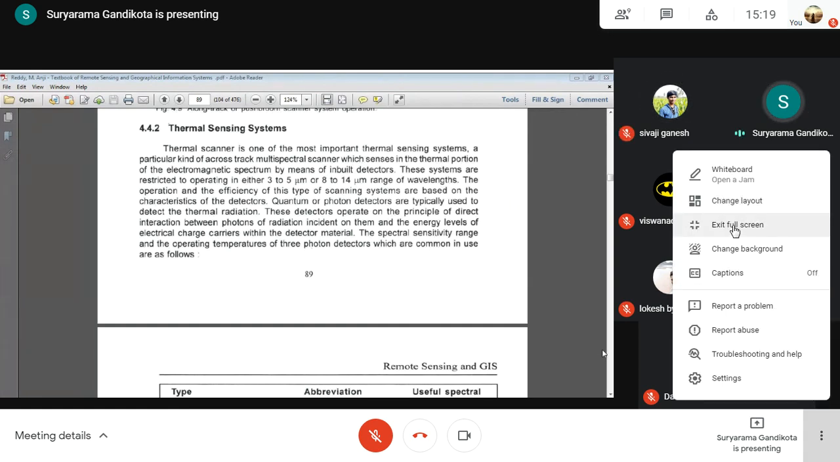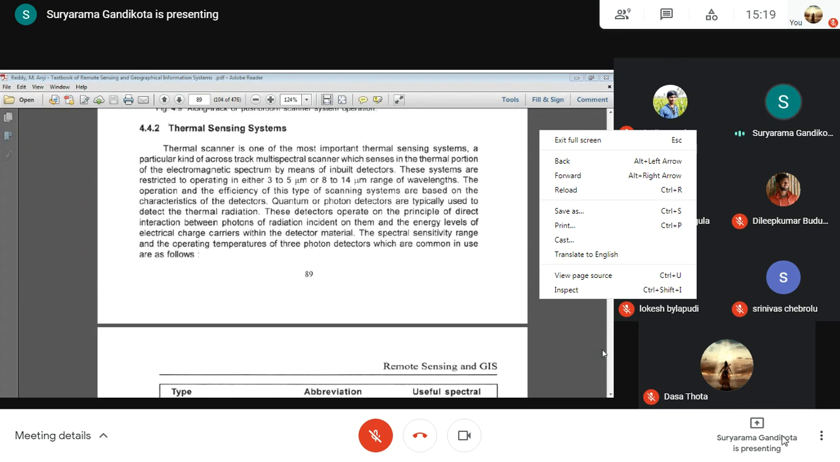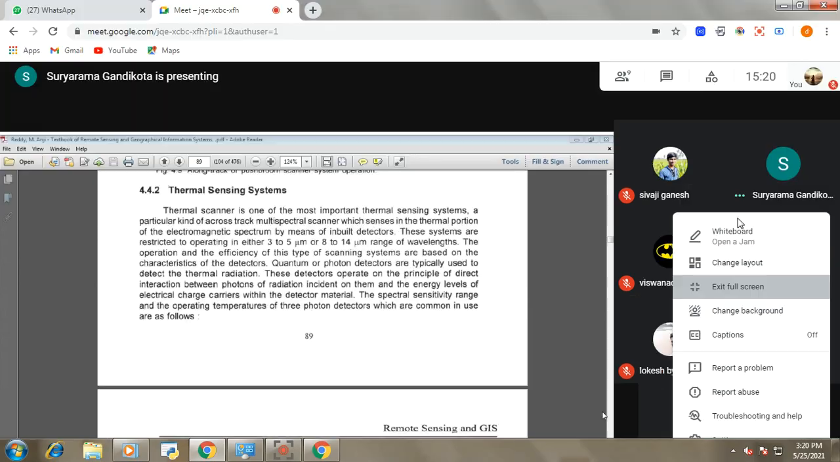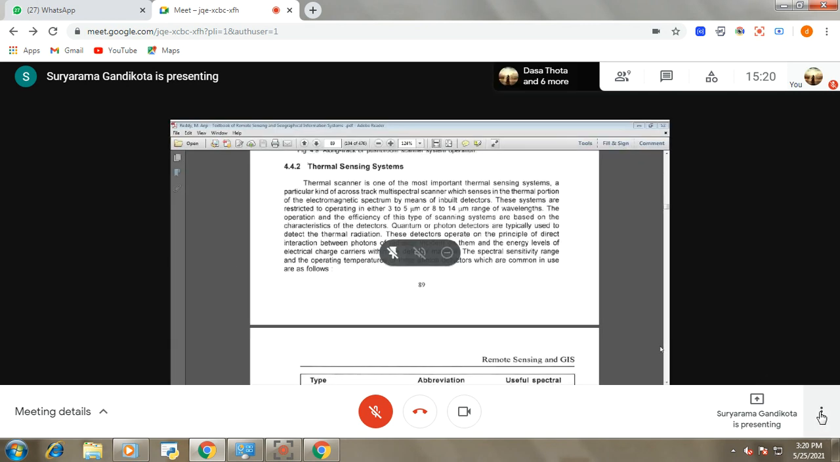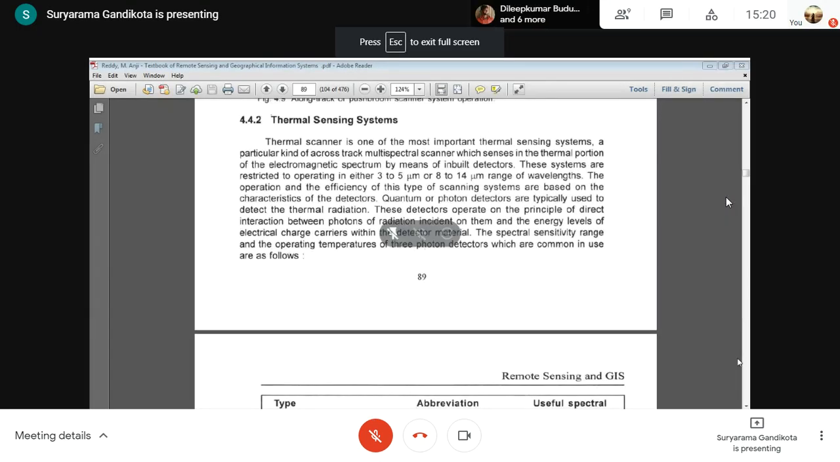Okay, in the last class you have seen about multispectral image sensing systems, and today we'll see about thermal sensing systems. Thermal scanner is one of the most important thermal sensing systems. For sensing the objects, scanners will be used. In case of thermal sensing system, thermal scanners are used. It is a kind of across-track multispectral scanner.